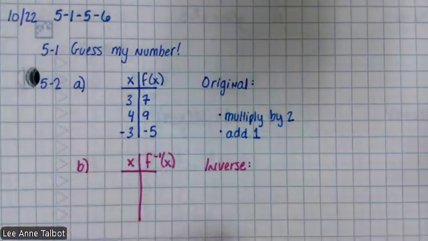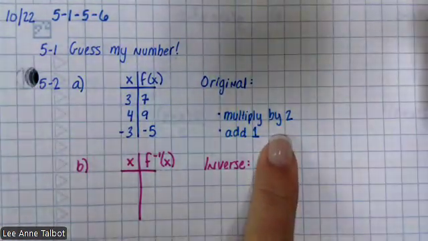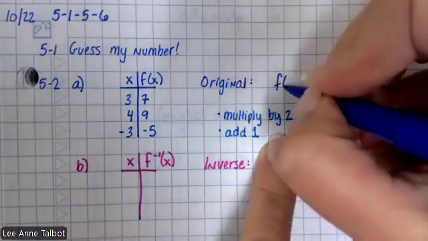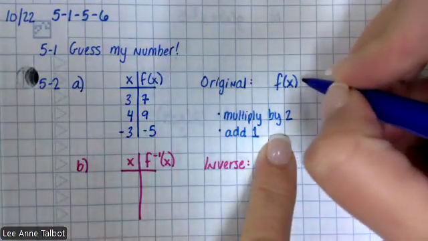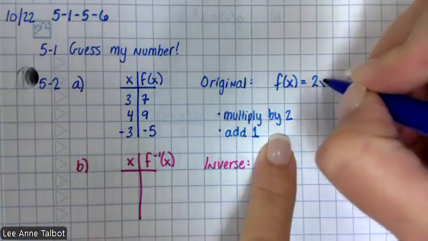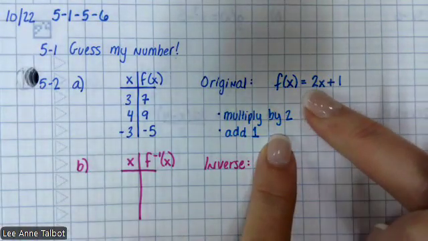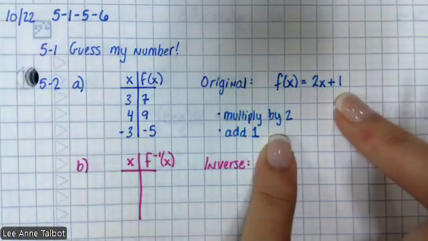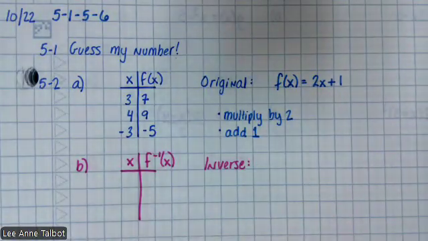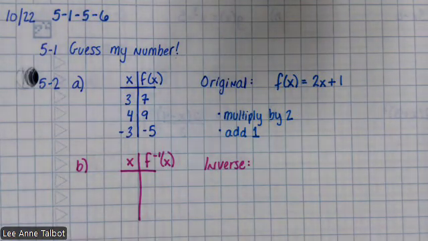Okay. All right. So the original is f of x equals 2x plus 1. So this represents your multiply by 2, and this represents your add 1. Okay, any questions so far? I would not ask you to find that in your head, by the way. There are always people who can find the rule from the table. I have to do math to do it. It's not a strong suit of mine.